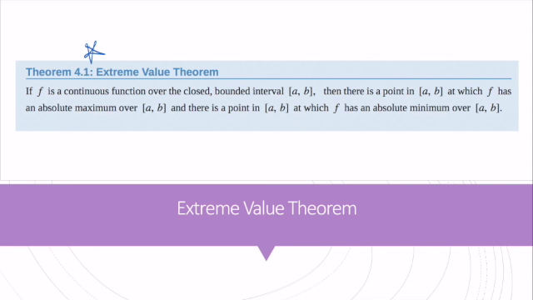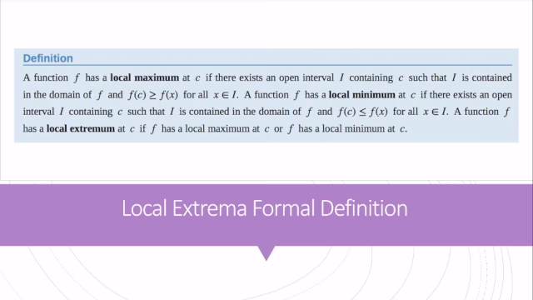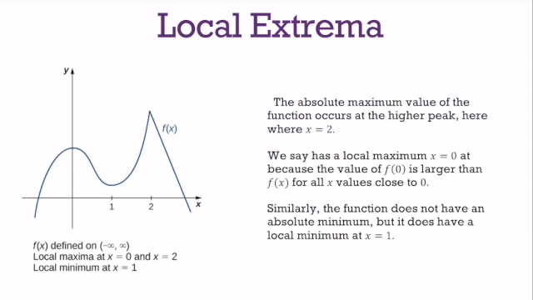We also see that a local maximum at c exists if there's an open interval containing c that's in the domain of f such that f of c is greater than f of x for all x in the interval. And we call that a local minimum or a local maximum, or a local extremum. So here, if we look at this function, the absolute maximum value of our function occurs at x equals 2, right here. But it has a local maximum at x equals 0 because the value of f of 0 is larger than f of x for all values close to it.